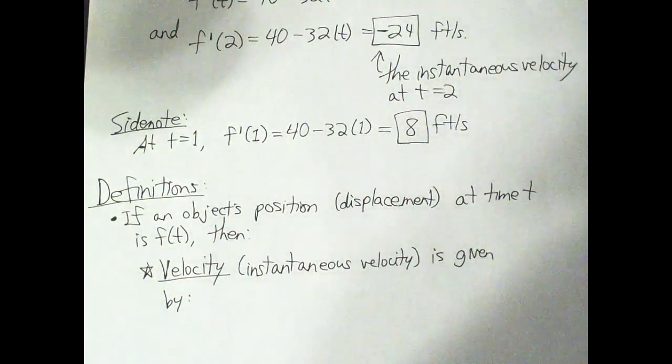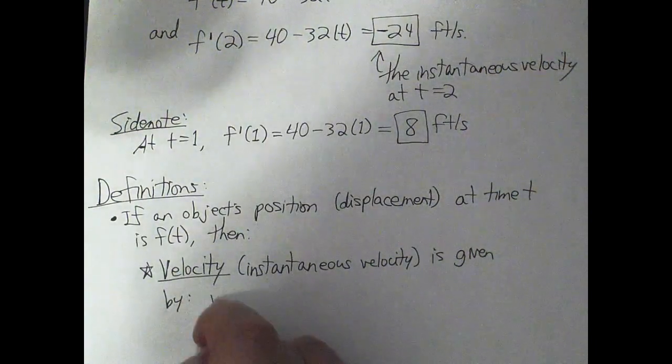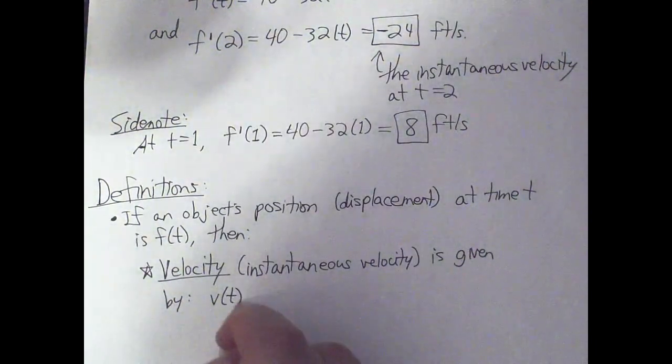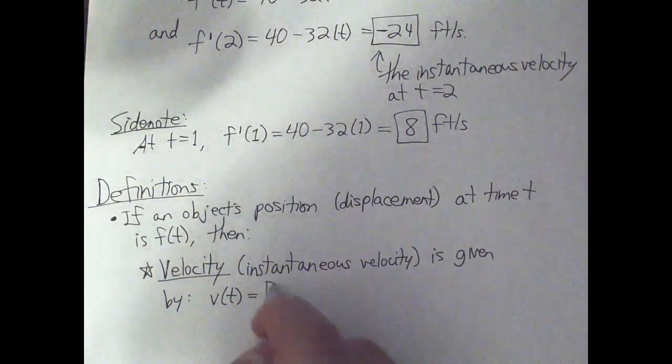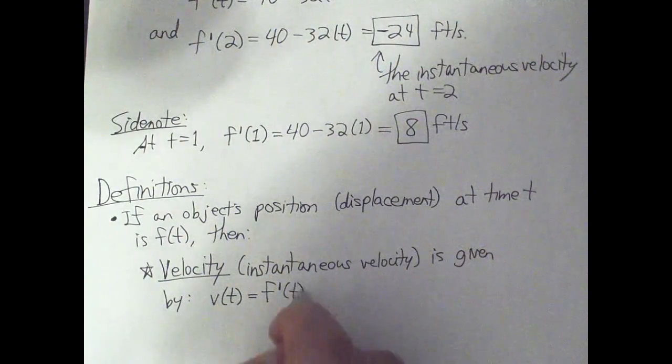What do you think I'm going to say here? Do we need a big formula? I'm going to say velocity. Let's call it v. The velocity at time t is simply the derivative of f, so f prime of t.